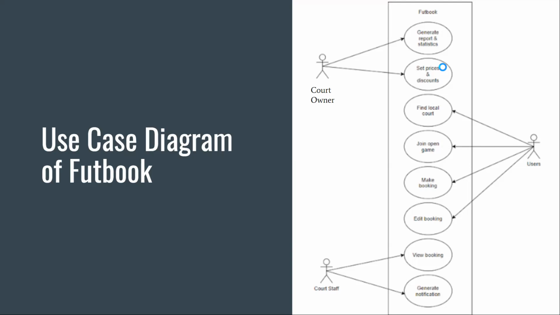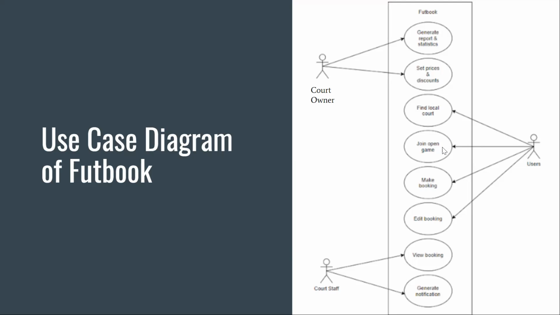So it's common practice for futsal that courts have different prices on weekdays and weekends, and after office hours there's a different price to during office hours. So this will allow the court owners to adjust the prices when necessary, and also offer discounts to entice people to book a court. As for the player, they are able to find a local court, so they can find a court in their area. They can search for a specific court, or they can even search for a court in a different area.